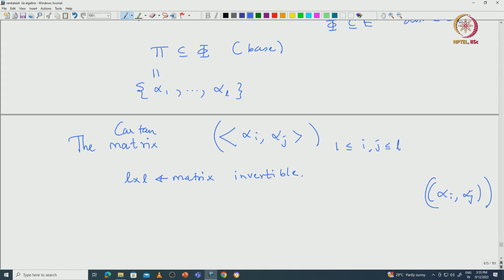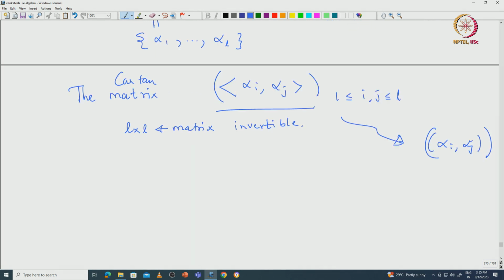So, this is going to be a positive definite matrix, and this matrix is obtained from that matrix by scaling each row by 2 divided by alpha I. That means this Cartan matrix is also a positive definite matrix. It is not just an invertible matrix, it is actually indeed a positive definite matrix. This is something I will leave it to you to check. There is nothing much to check, you just have to verify that this is the case for this matrix.